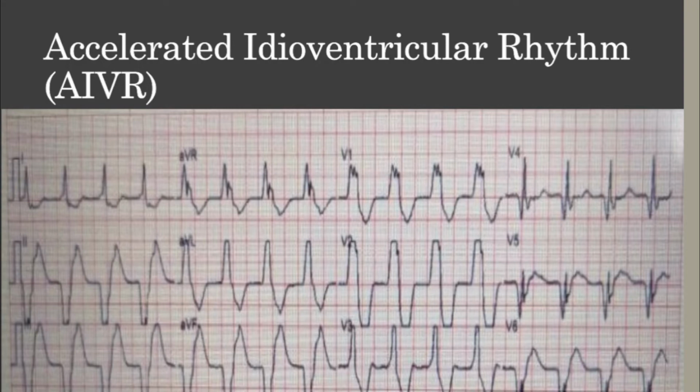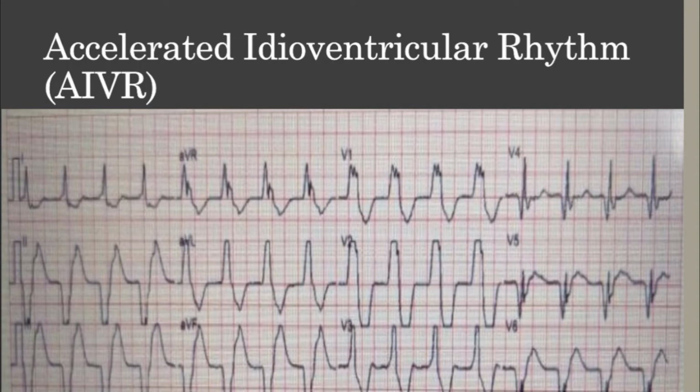AIVR typically presents with a rate of 40 to about 120, depending on what source of literature you consult. In the setting of reperfusion, it's usually a benign finding that's free of hemodynamic compromise. It typically self-resolves within a few seconds to a few minutes, and though uncommonly seen in EMS, it's fairly often seen by cardiologists, especially when you go across the pond to Europe.